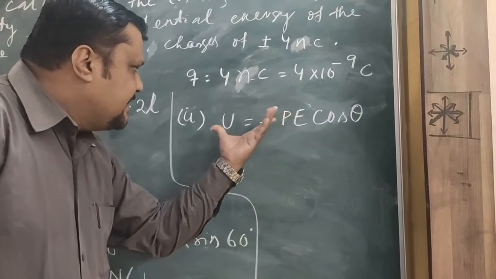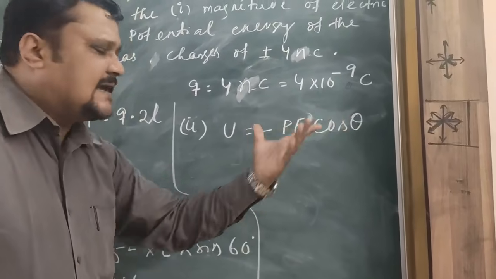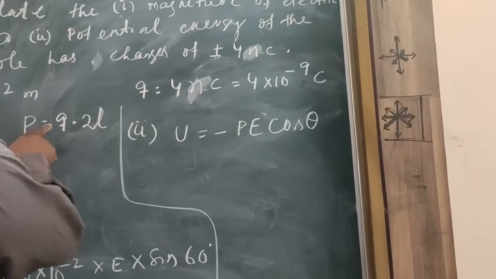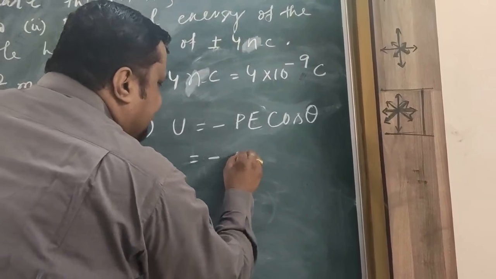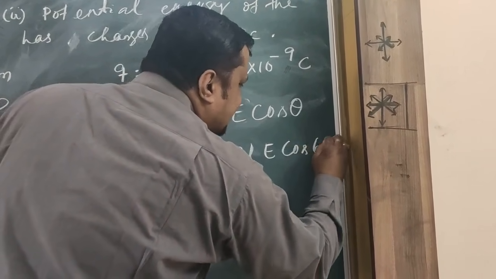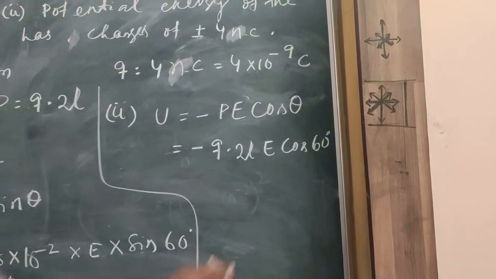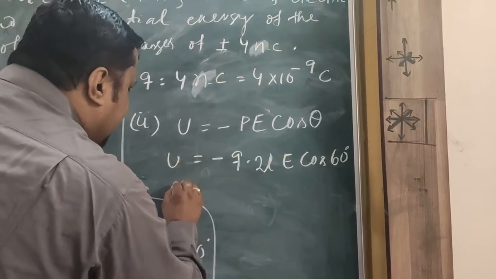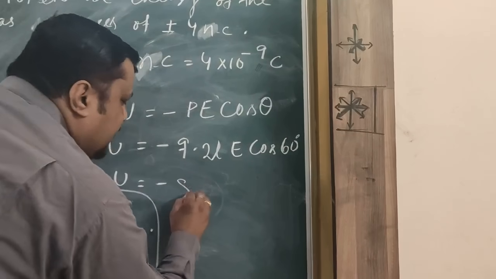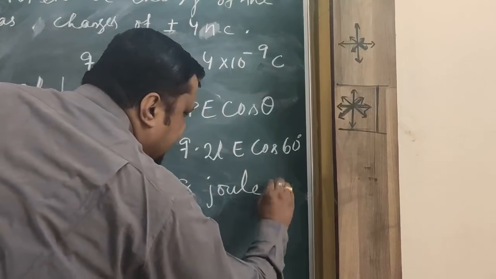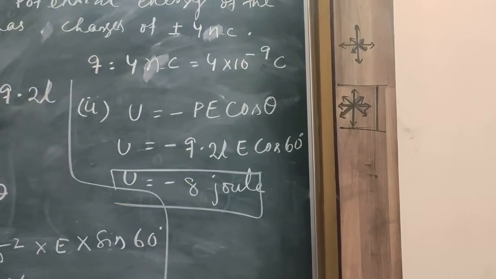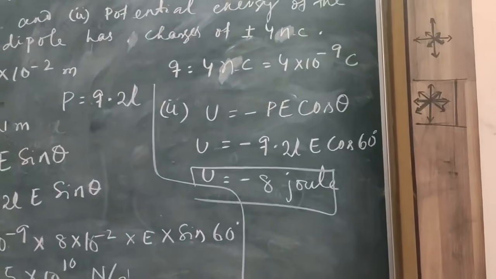I know the formula: U is equal to minus PE cos theta. And if you put in the dipole moment P equal to Q into 12, that is minus Q 12 E cos 60 degrees, and this is half. Put in all these values and you will get U is equal to minus 8 Joule. Got it? So this is the solution of this question number 13.